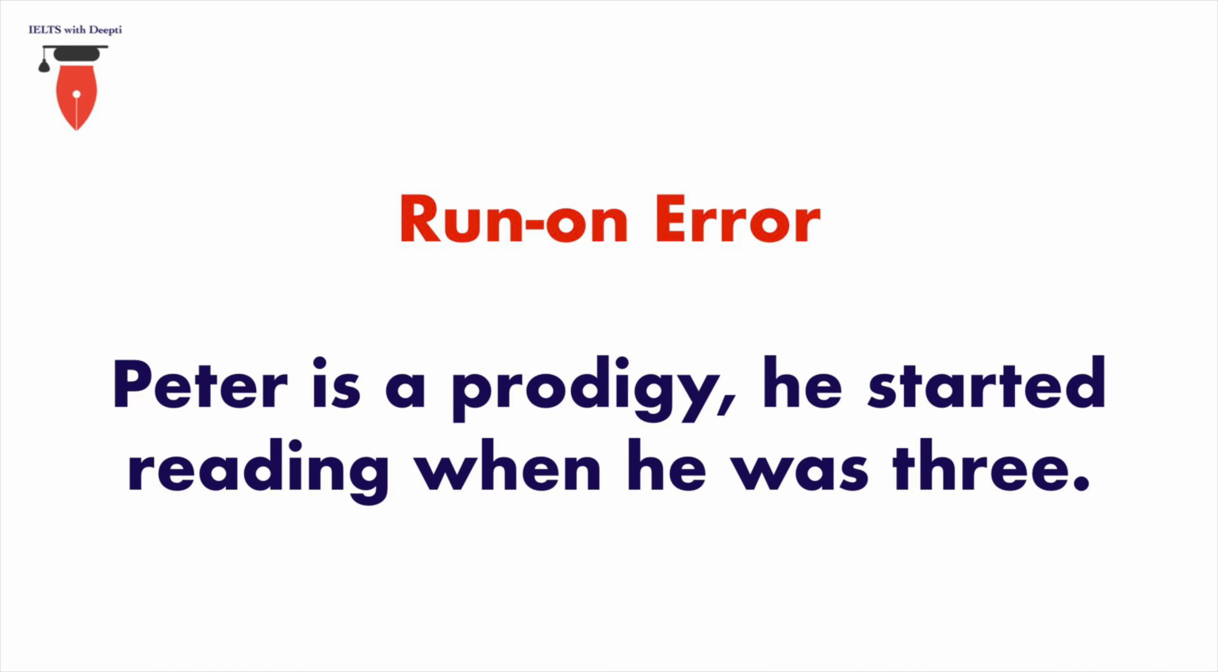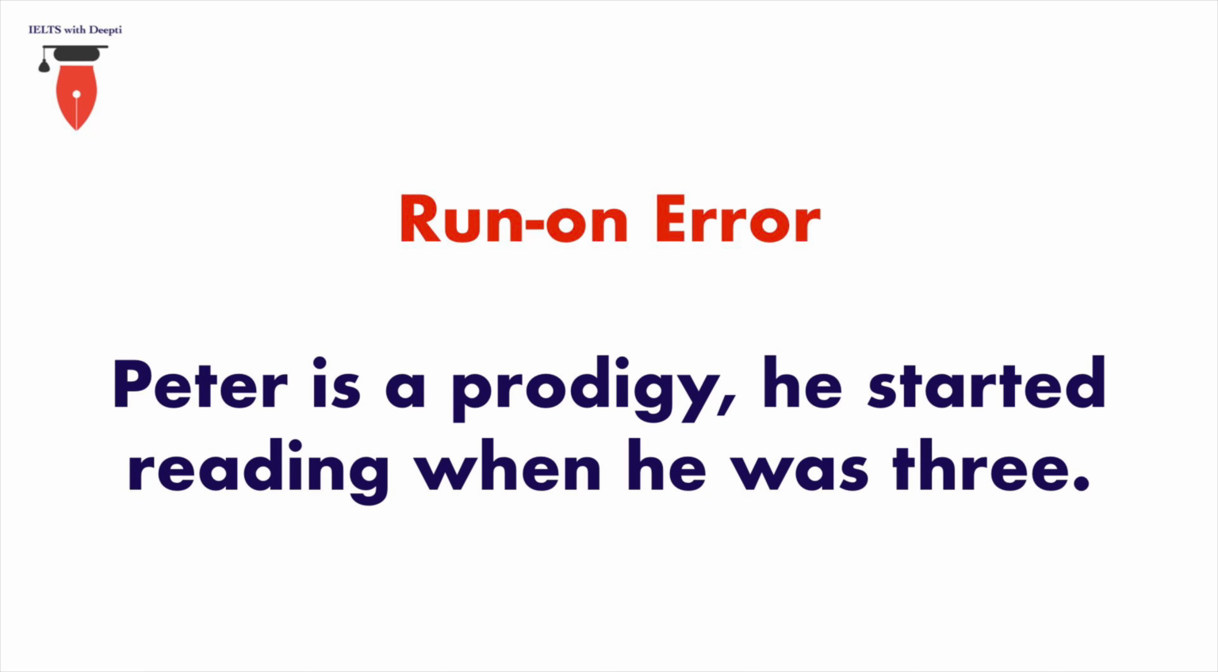Let's get started. Sometimes we connect two sentences using a comma, but we need to understand where a comma is needed and where we need a full stop. Such errors are also known as run-on errors. Look at this statement for example. Peter is a prodigy. He started reading when he was 3.